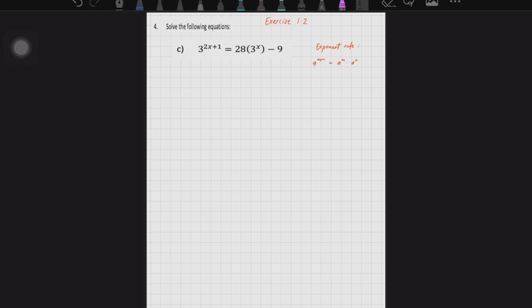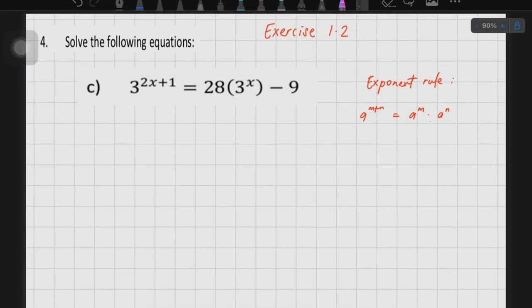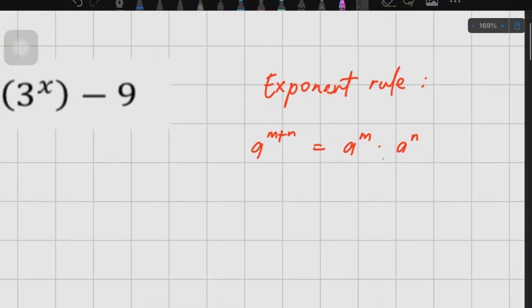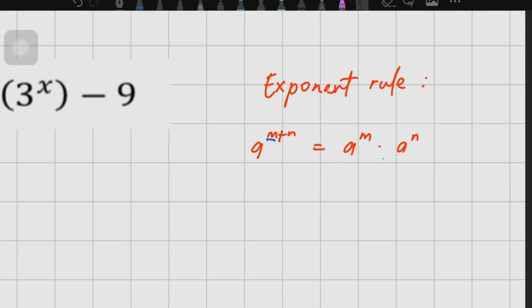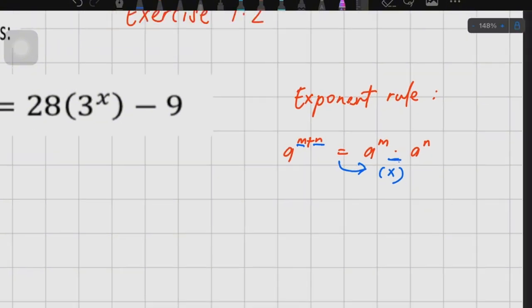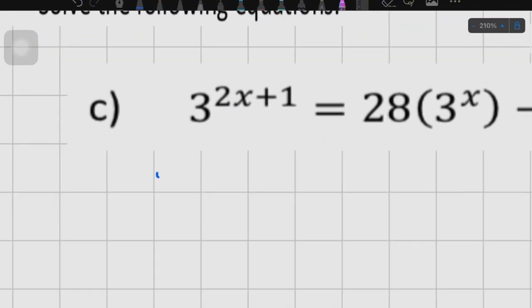Exercise 1.2, question number 4, solve the following equations. So the question that I get is C. So the question is 3 to the power of 2x plus 1 equals to 28 times 3 to the power of x minus 9. First of all, we should look at this exponent rule stated, which is a to the power of m plus n equals a to the power of m times a to the power of n. So we apply these rules to this equation.